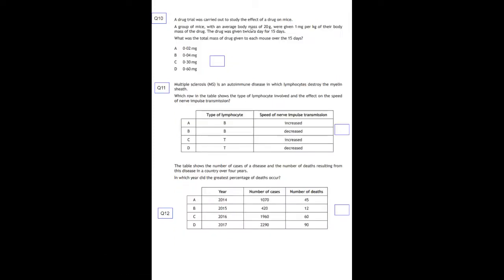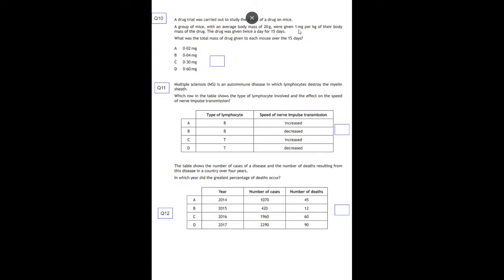For 10, a drug trial was carried out. Again, this one, it's very easy to misread the units, as I did for about 5 minutes trying to work the answer out, and feel quite stupid at the end. So mice of an average body mass 20 grams were given 1 milligram per kilogram of their body mass of the drug. The drug was given twice a day for 15 days. What was the overall total mass of drug given to your average weighted mouse?